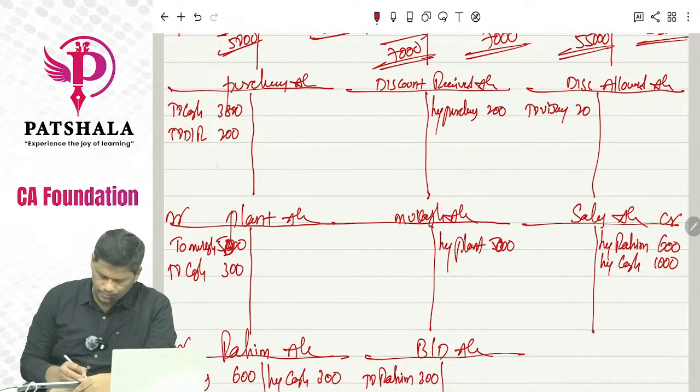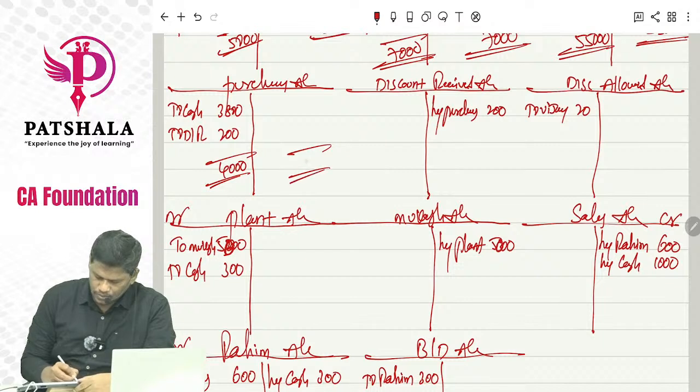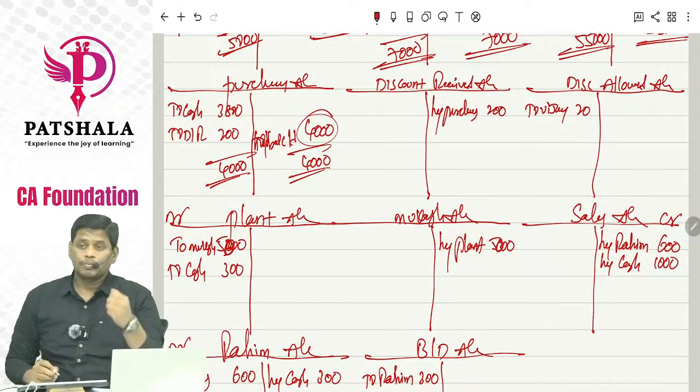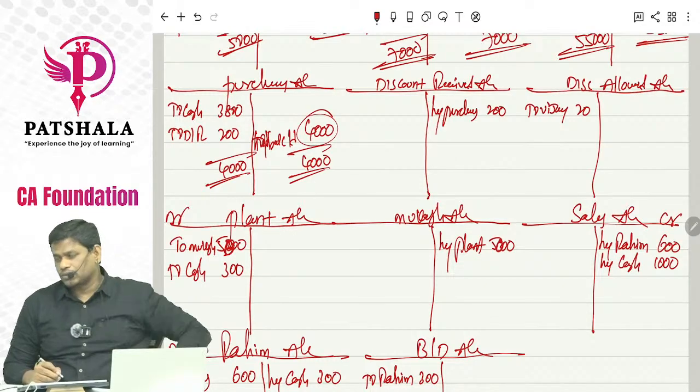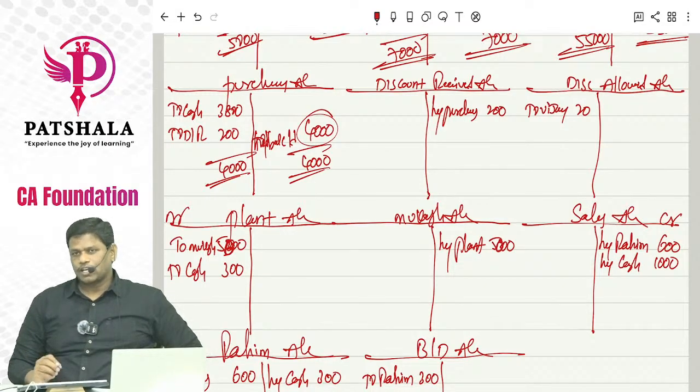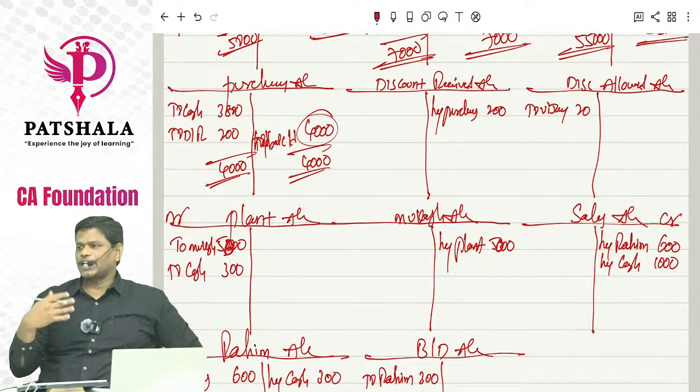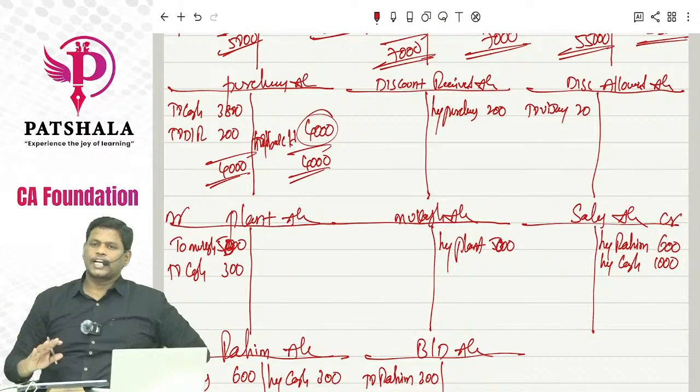Purchases 4,000, 4,000, 4,000. By balance carry down. Generally, purchase is a nominal account. It will be closed by transfer to trading P&L account. But that will be done at the end of the year, not now. Every period we will transfer. Last period we close it by transfer to trading P&L.